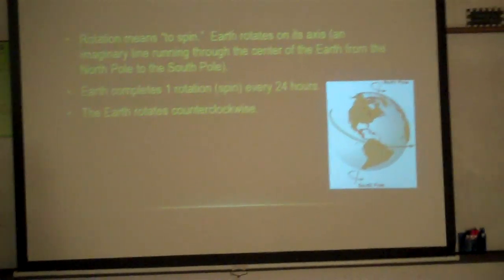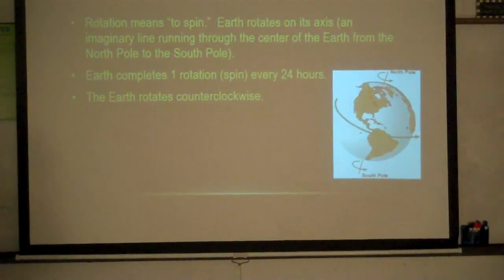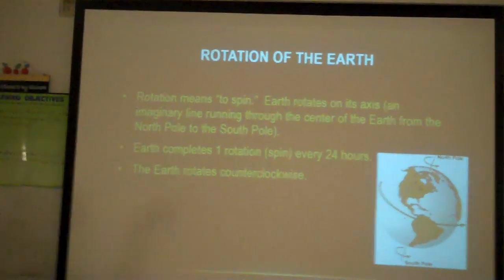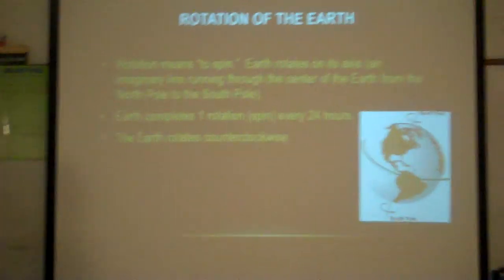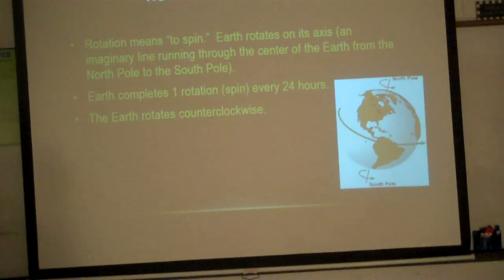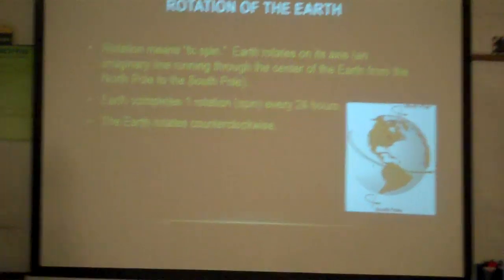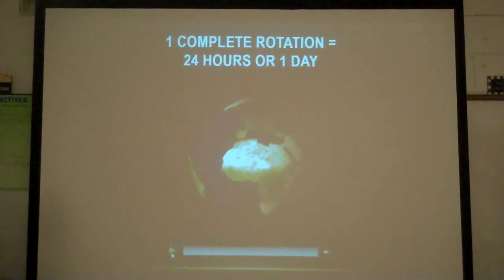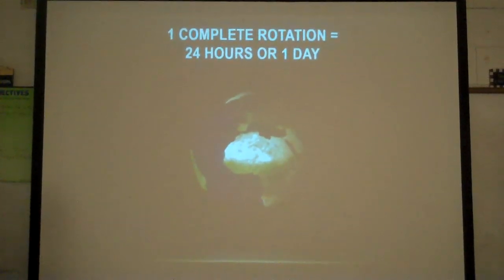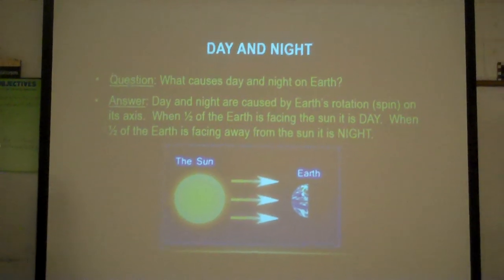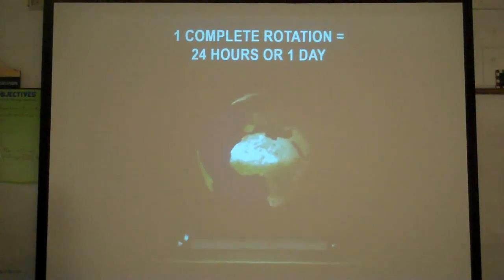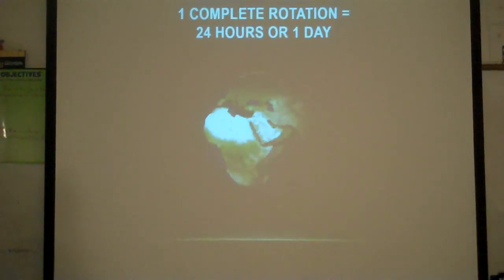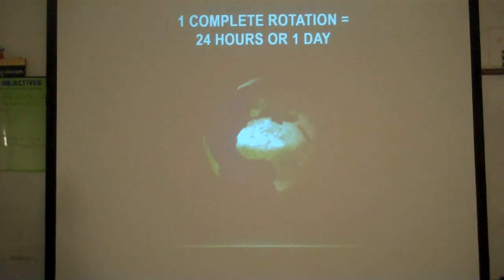The earth also rotates counterclockwise. So thinking about how the clock goes, it goes from right to left. Counterclockwise means the opposite direction, so left to right. So one complete rotation equals 24 hours or 1 day. This is how it looks when it rotates. Remember that it's rotating on its axis.